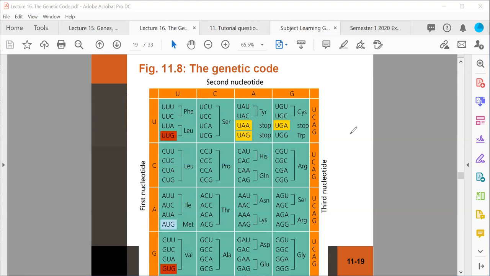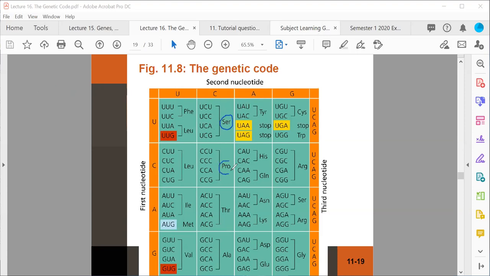All right, so it's also important to note, for example, if we look at this part of the genetic code here, we can see that there are 4 different codons, UCU, UCC, UCA, UCG. All 4 of those codons encode the same amino acid. This is serine. And you can see that the 4 codons only differ in nucleotide position number 3.